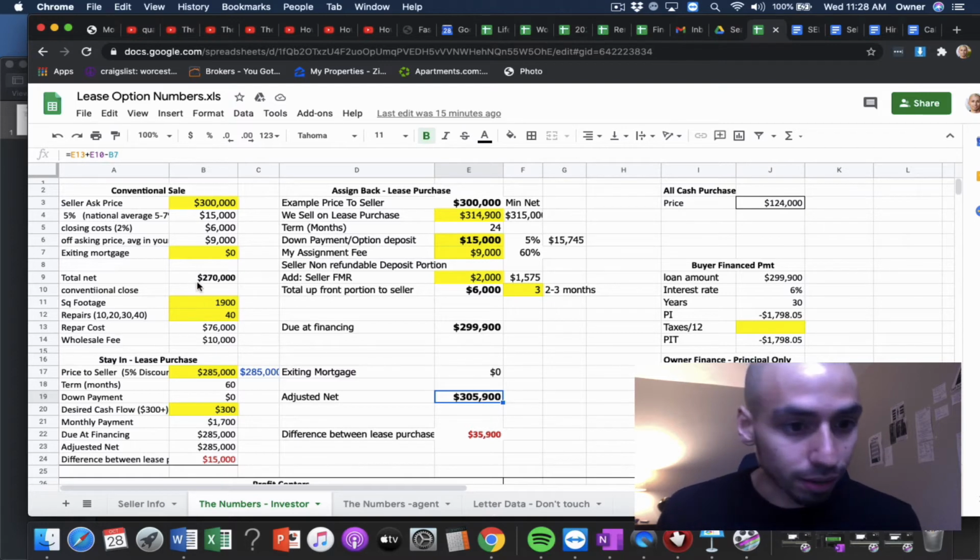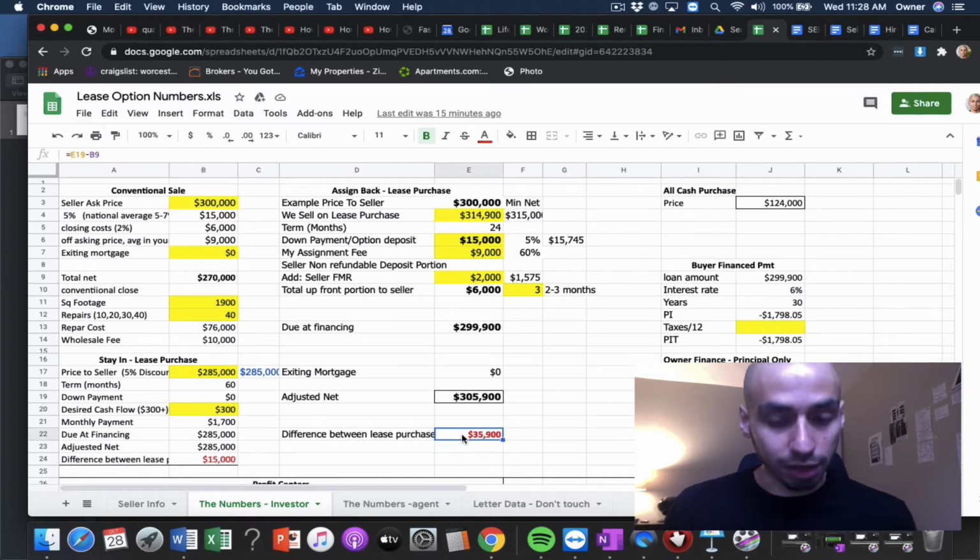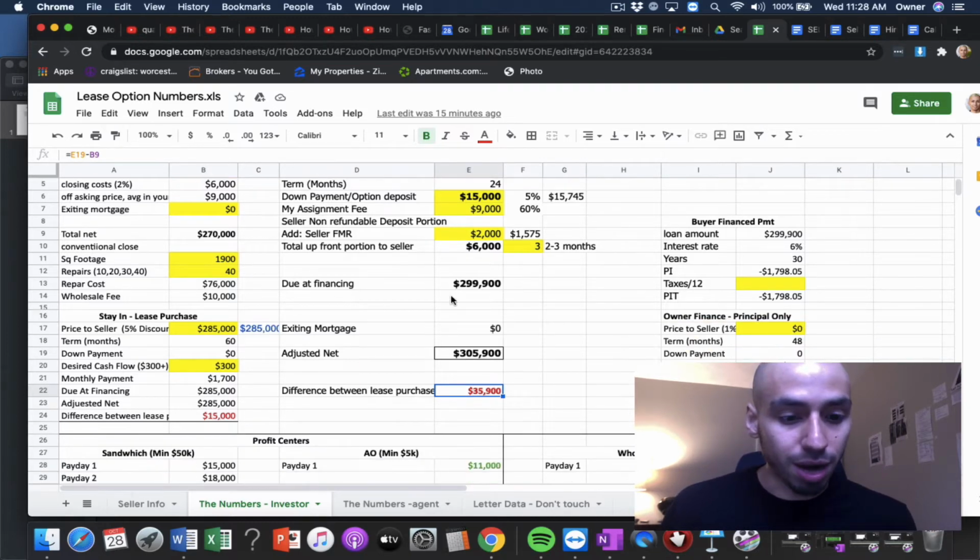Now look at this compared to the total net if they worked with a realtor, right? With a realtor, they're paying $15,000 in realtor fees. They're paying closing costs. They're usually paying $9,000 off asking, so a general number of $270. They're saving $35,000 in this scenario with the wholesale and lease option, wholesale and lease purchase option. And you can see here I have the profit centers. So my net here is $11,000 because the 9 plus 2 equals $11,000.